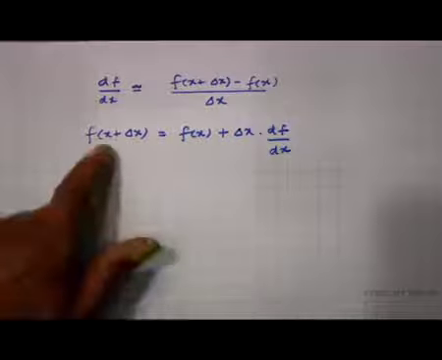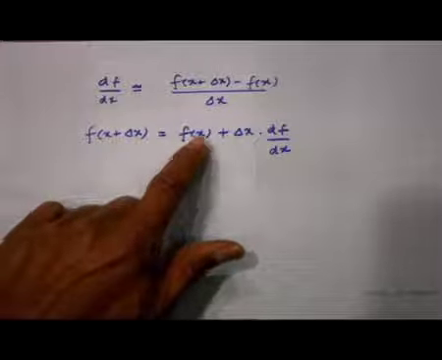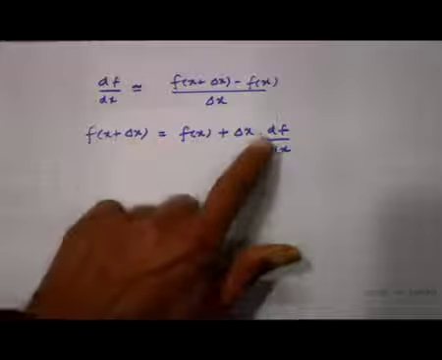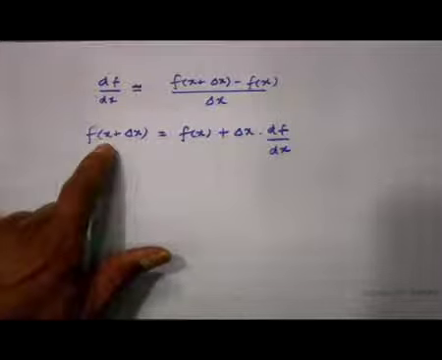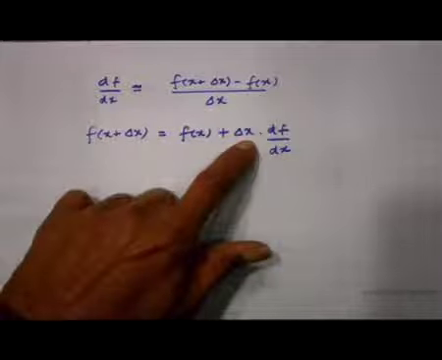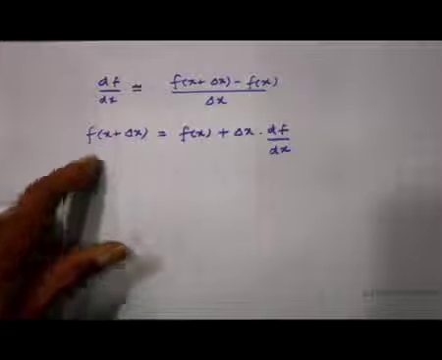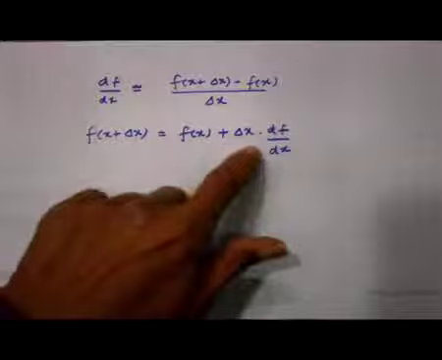So, the value of a function at x plus delta x is equal to the value of the function at x plus delta x into the derivative of the function with respect to x at this point. So, this is a nice expression. In the limit of delta x becoming very small, I can use this kind of an expansion: f of x plus delta x is equal to f of x plus delta x into df by dx.